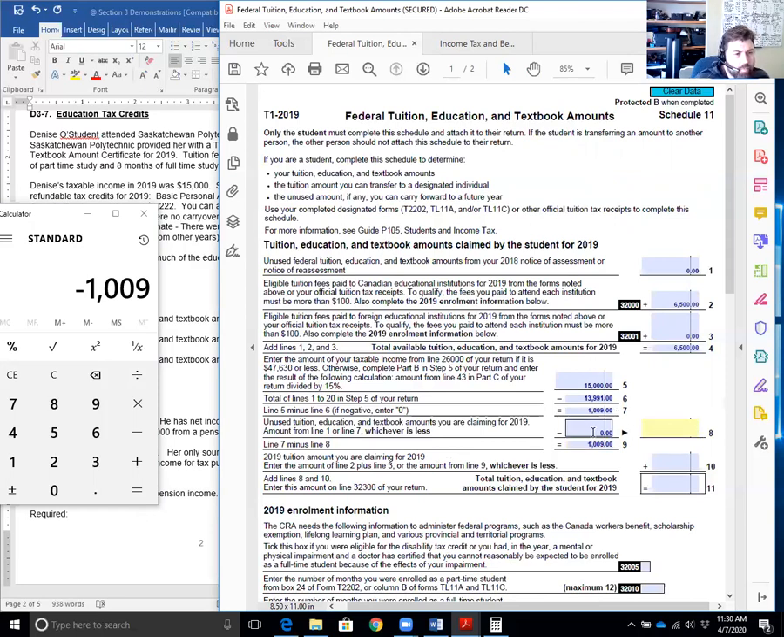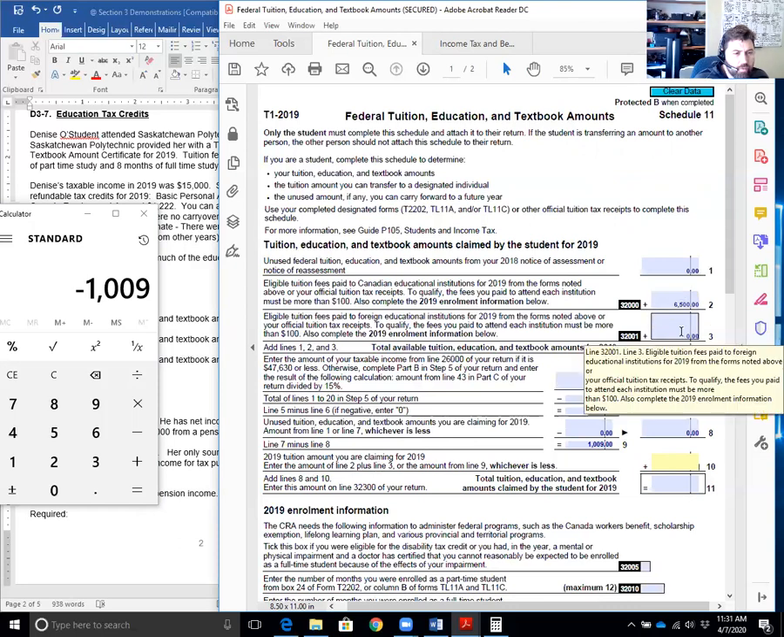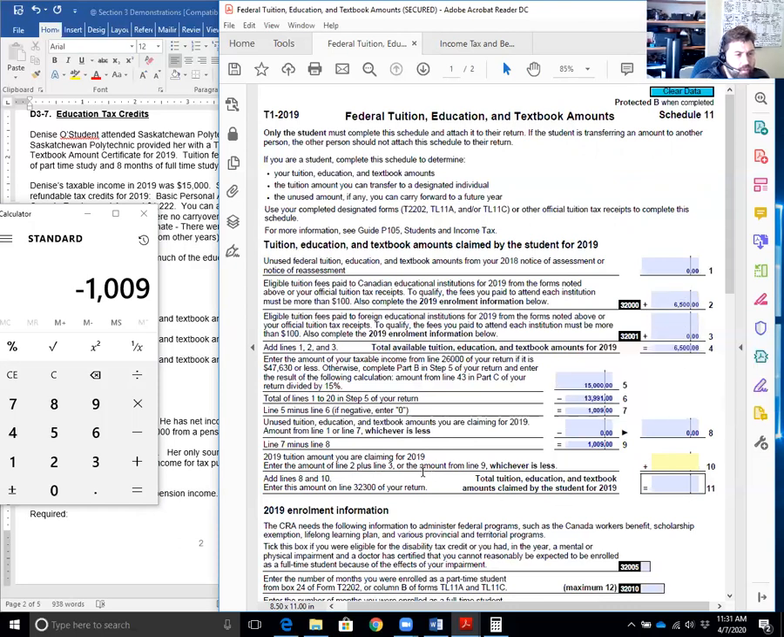All right, we're supposed to push this 0 over here. Okay, 2019 tuition amount you're claiming for 2019. Enter the amount of line 2 plus line 3, 2 plus 3, or the amount from line 9, whichever is less. So this is less, line 9.